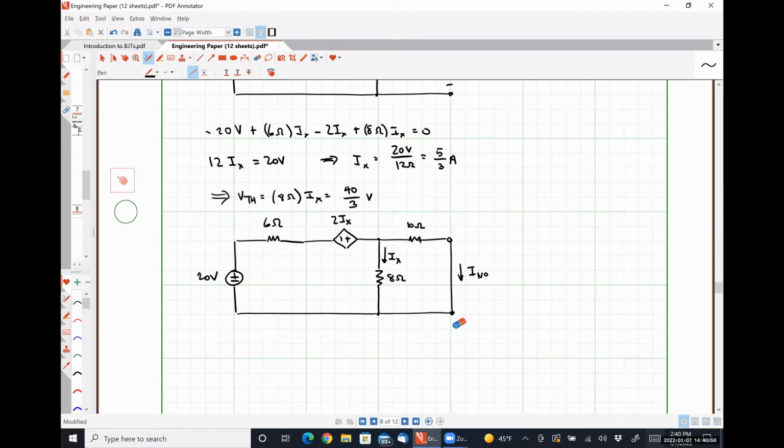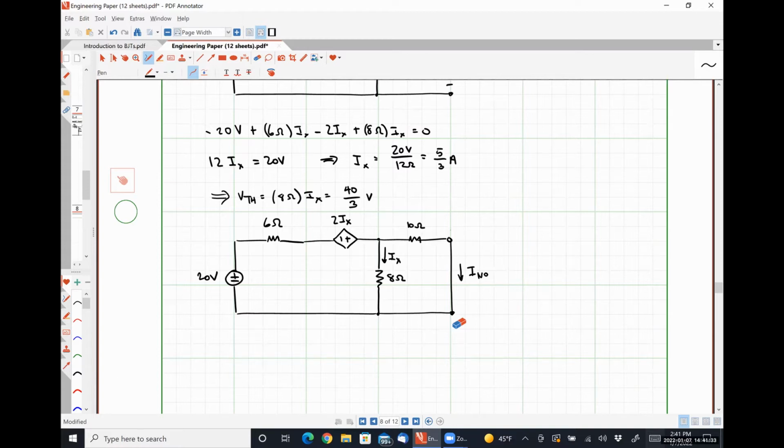I personally would have chosen mesh, but no. The reason why I would have chosen mesh is twofold. There are 2 meshes in this circuit, so it's a 2-equation, 2 unknown system. With regards to nodal analysis, I have the node at the top of the 20-volt source, the node between the 6 ohm and the 2 Ix source, so that's 2. The node between the 2 Ix and the 10, so that's 3. And then the bottom node. So yeah, I guess it's going to be a 2-equation, 2 unknown system either way.